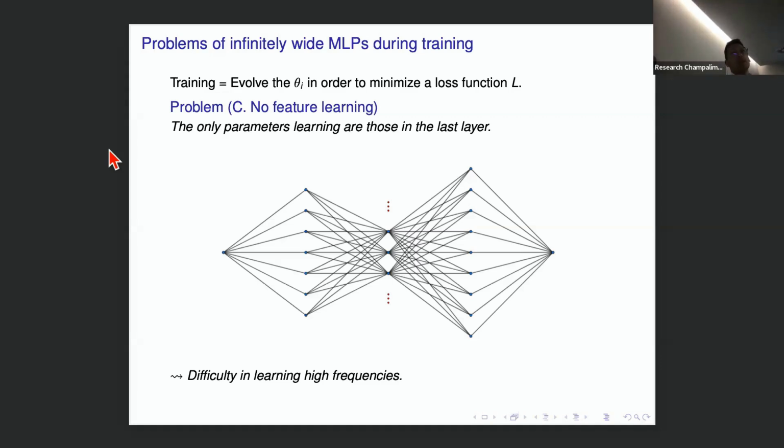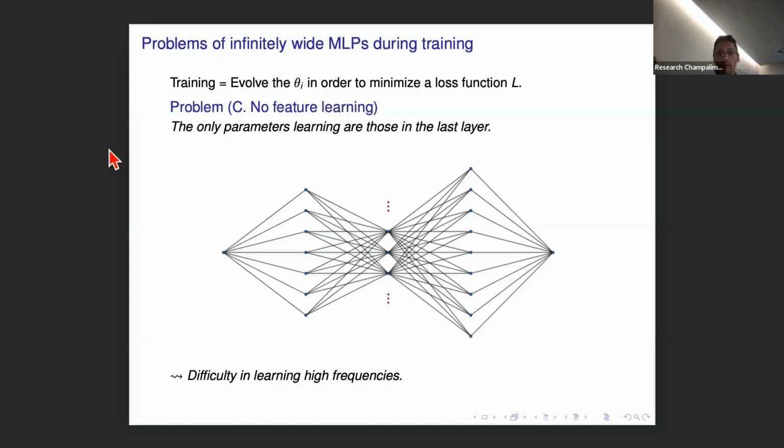Before the limit, the weights before the last layer may move, but they move very slowly, and then they end up moving very little. And this leads to another problem that I'll refer to later, but we didn't give a letter to it for now. It's called the difficulty in learning high frequencies. If you think of frequencies as a feature, then you can see how this fits in this problem, but this is really a separate problem. This should really be problem D, a difficulty in learning high frequencies. I'll come back to this.